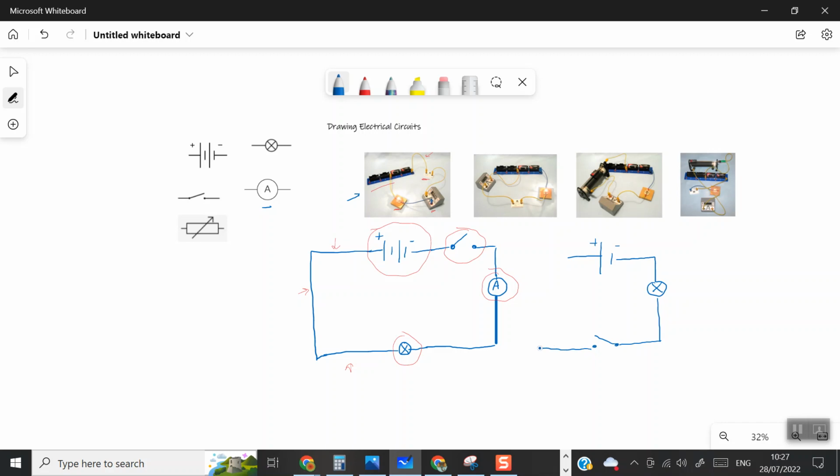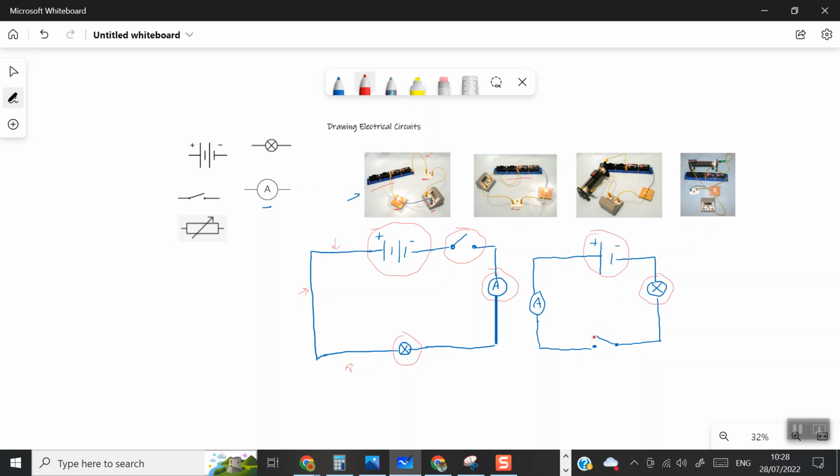And then we have our ammeter, like so. So again, you have the components. If we think about it, here's the battery. So this is the battery. Here is the light source. So this is the light source. And these are the symbols over here.